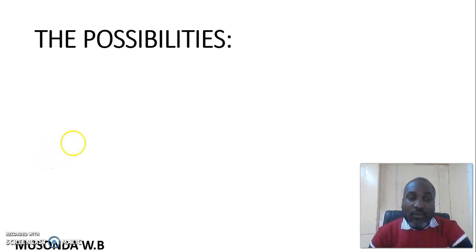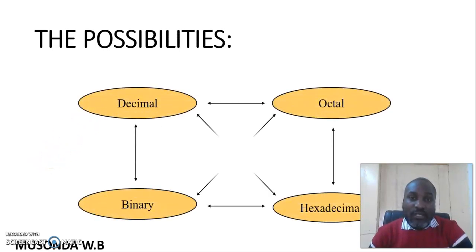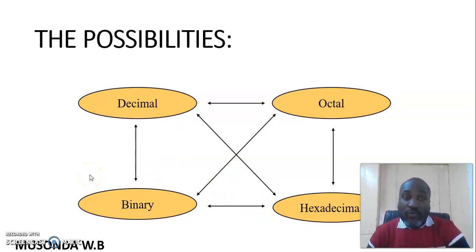converting a decimal to a decimal. But before we go further, we want to look at the possibilities that exist under the conversions of number systems. I've got a whole lot of possibilities, which means we're able to convert from binary to decimal and vice versa, from decimal to octal and vice versa, from octal to hexadecimal and vice versa, from octal to binary and vice versa, and from decimal to hexadecimal and vice versa. These are the possibilities that lie. So we will try to find time and explore each of these possibilities.